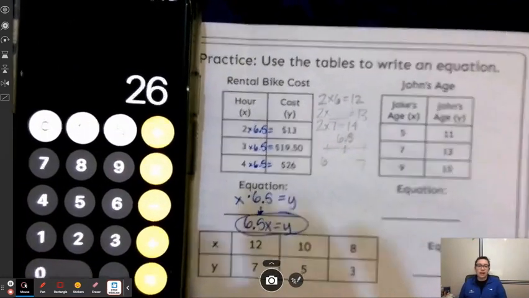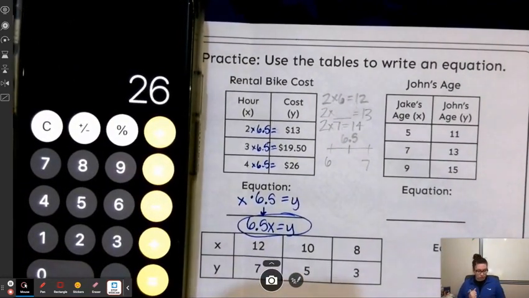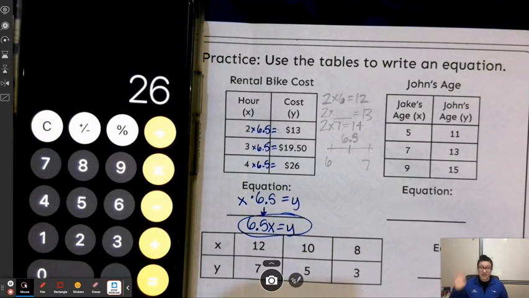Next, same idea, but now we're looking at Jake's age compared to John's age. Again, I like to start out thinking about addition or subtraction. Those work better for my brain. If you want to start thinking about multiplying and dividing, more power to you. Go for it. But I'm starting thinking about adding and subtracting. Again, I'm going to start with my pencil. My thinking is messy.